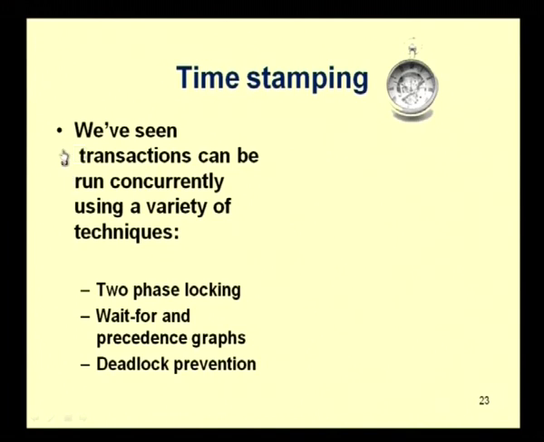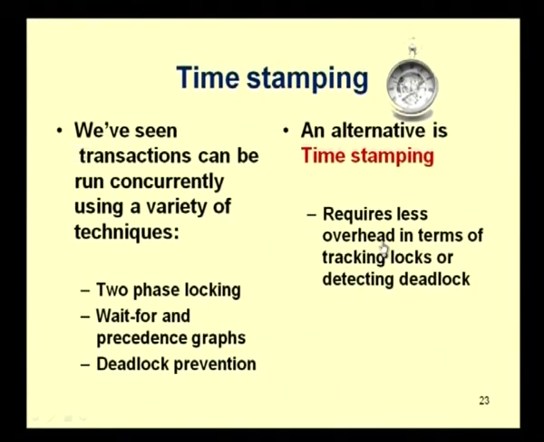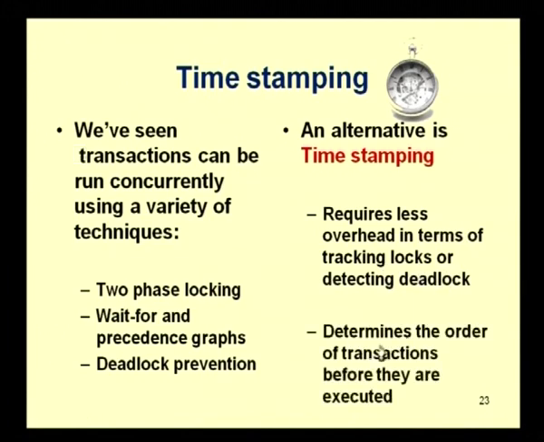So, how do we do this? We have seen transactions can be run concurrently using a variety of techniques: two-phase locking, wait-for and precedence graphs, and deadlock detection. An alternative to all these techniques is what is called timestamping. This requires less overhead in terms of tracking locks or detecting deadlock, and determines the order of transactions even before they are executed. So, you have a method of detecting which comes before which.